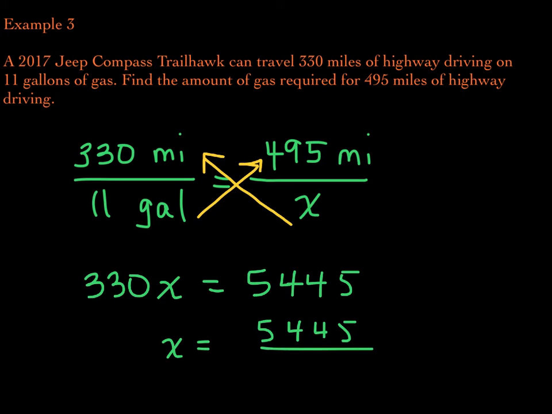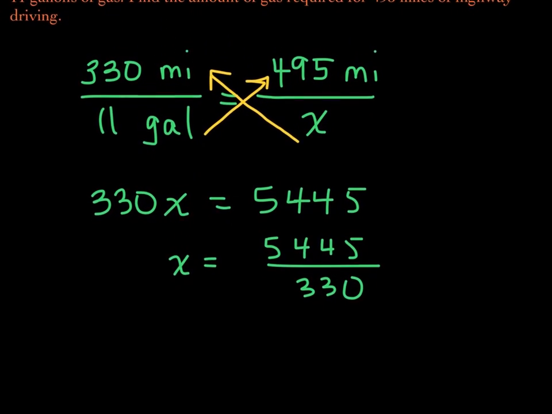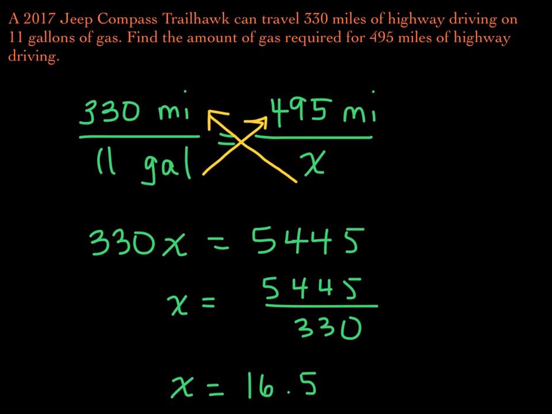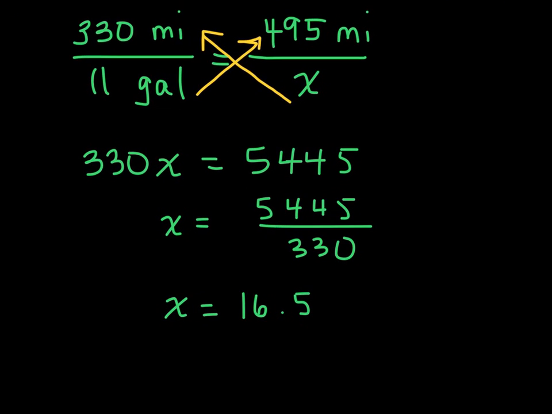So divide both sides by 330. Divide 5,445 by 330. Let's do that together. And we get that x is equal to 16 and a half. Now let's not forget what they asked us to find. I'm going to scroll back up. It says find the amount of gas. So this x right here represents gallons of gas. So I'm going to say 16 and a half gallons of gas. That's my final answer.